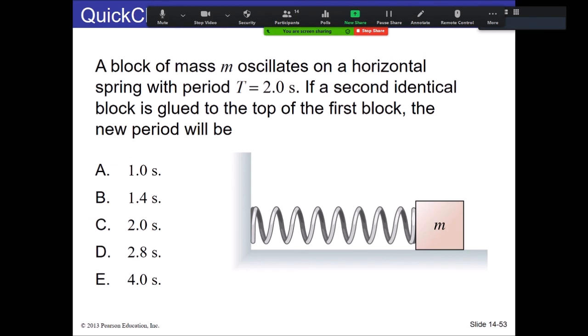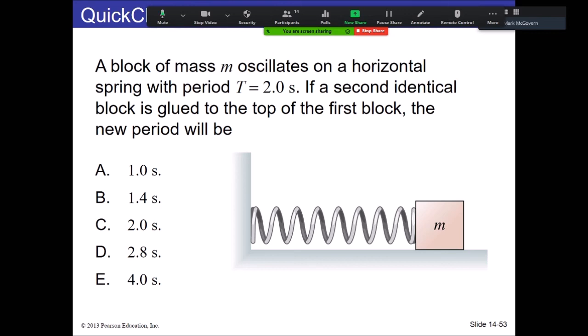Okay, a block of mass m oscillates on a spring with a period of 2 seconds. If a second identical block is glued to the top of the first block, the new period is going to be what? All right, well, gluing it to the top may sound like a funny thing, but the problem is trying to communicate to you that we've basically just doubled the mass. So why didn't we just say double the mass? I don't know. I should probably change this question so it's more clear. Anyway, it's doubling the mass.